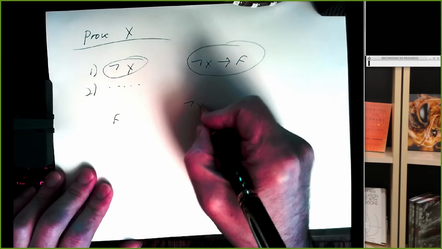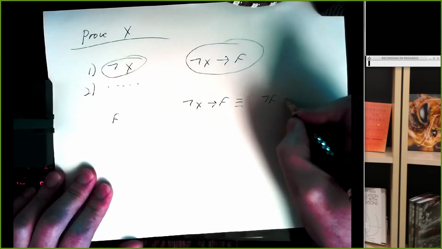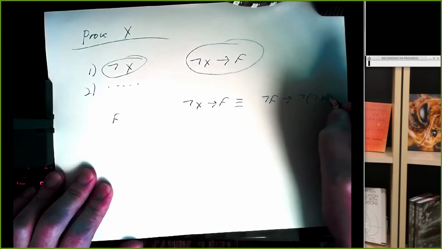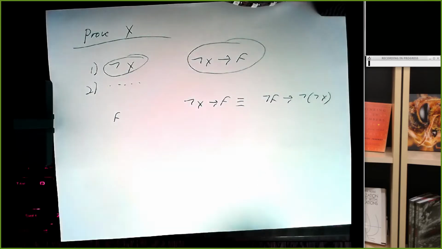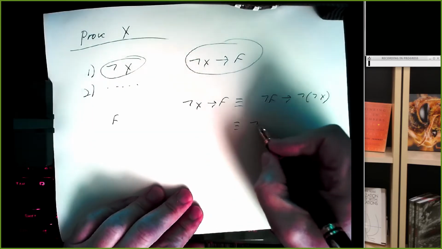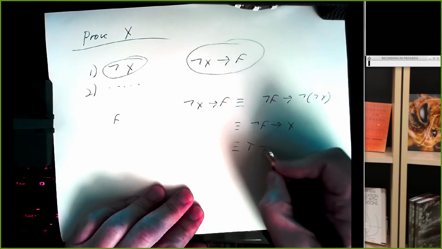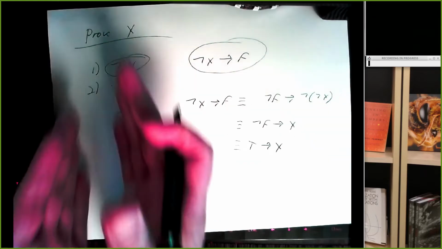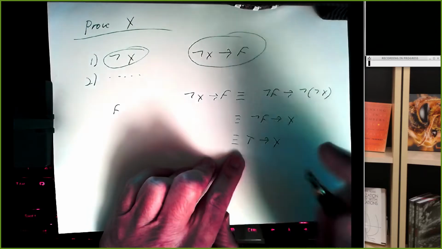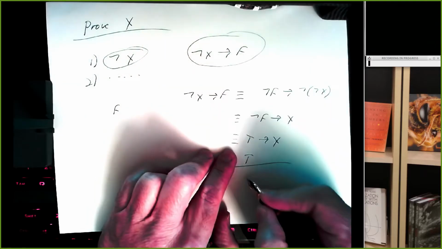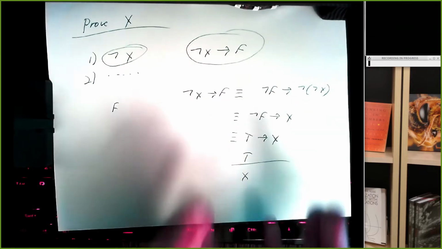Well, we know from contrapositives that this is equivalent to not false implies not x. We can flip these things around and negate them. And this is equivalent to not f implies x, which is equivalent to, well, the negation of false is true. So this is a direct proof of the fact that true implies x. And we know that true is always true, and so detachment tells us x is true. So this is why this proof proves x.